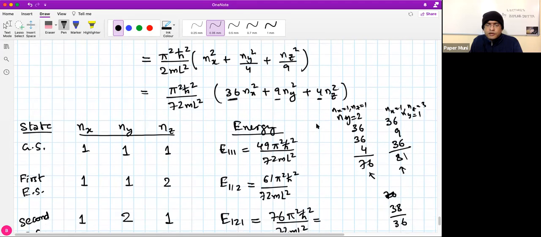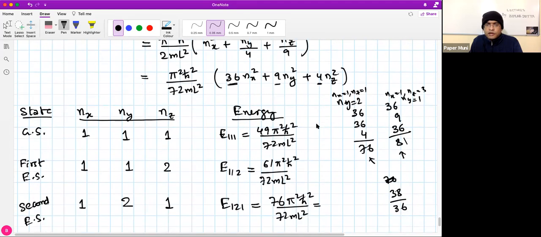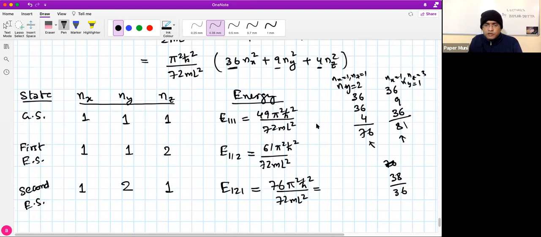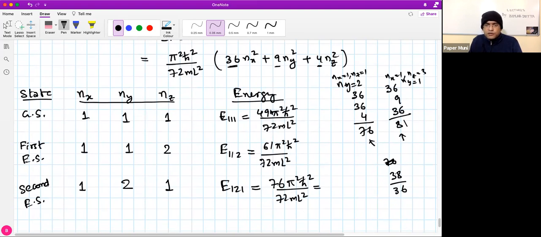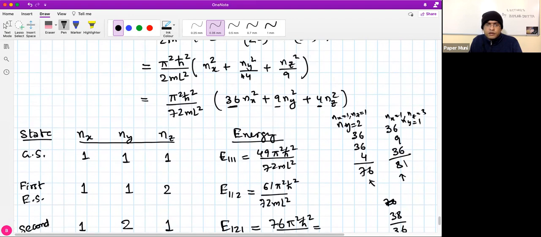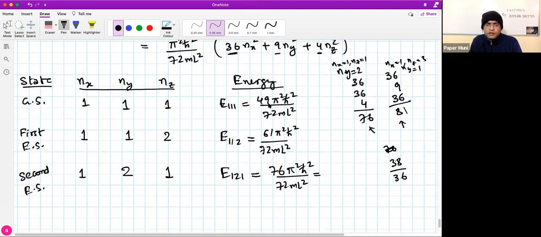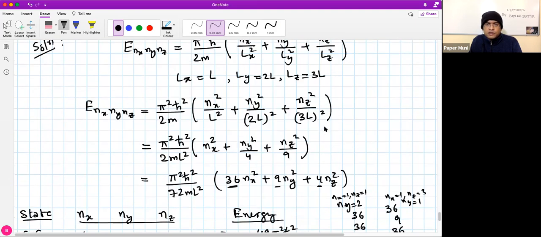So this is 36 plus 9 plus 4. The first step is 36 plus 9, which is 45, plus 4 is 49. That is fine. Now what we had here is 36 into 2, so 72. That is fine, so the first state is good. The second state is 36 plus 9, which is 45, plus 16, so we have 61. That is correct. So we wanted a second state, right?